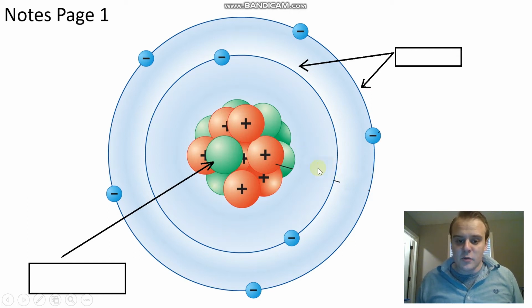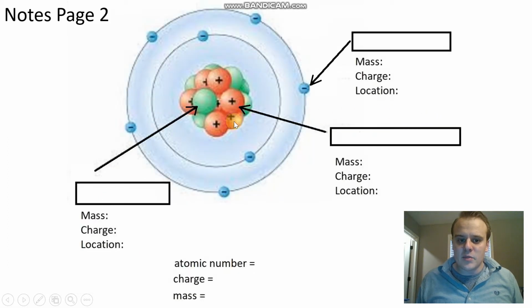So first off, I just want you to remember that this central part of the atom is called the nucleus. Right? So you can go ahead and fill in nucleus here on your notes. These rings that circle around the nucleus are called orbitals. So the center part is called the nucleus. The rings around the nucleus are called orbitals. Okay, and then the next thing we're going to do is talk about the three types of particles that make up an atom.